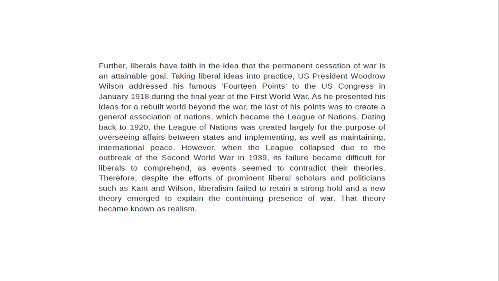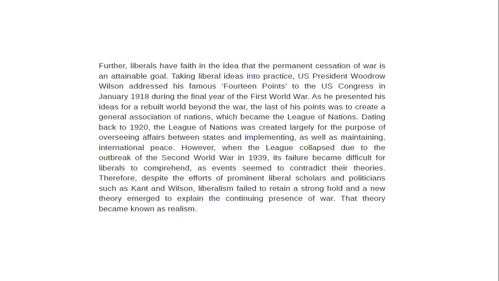The last of his points was to create a General Association of Nations, which became the League of Nations. And later this turned into the United Nations. Dating back to 1920, the League of Nations was created largely for the purpose of overseeing affairs between states and implementing, or basically using, as well as maintaining international peace. However, when the League collapsed, disbanded due to the outbreak of the Second World War in 1939, its failure became difficult for liberals to comprehend, as events seemed to contradict their theories.